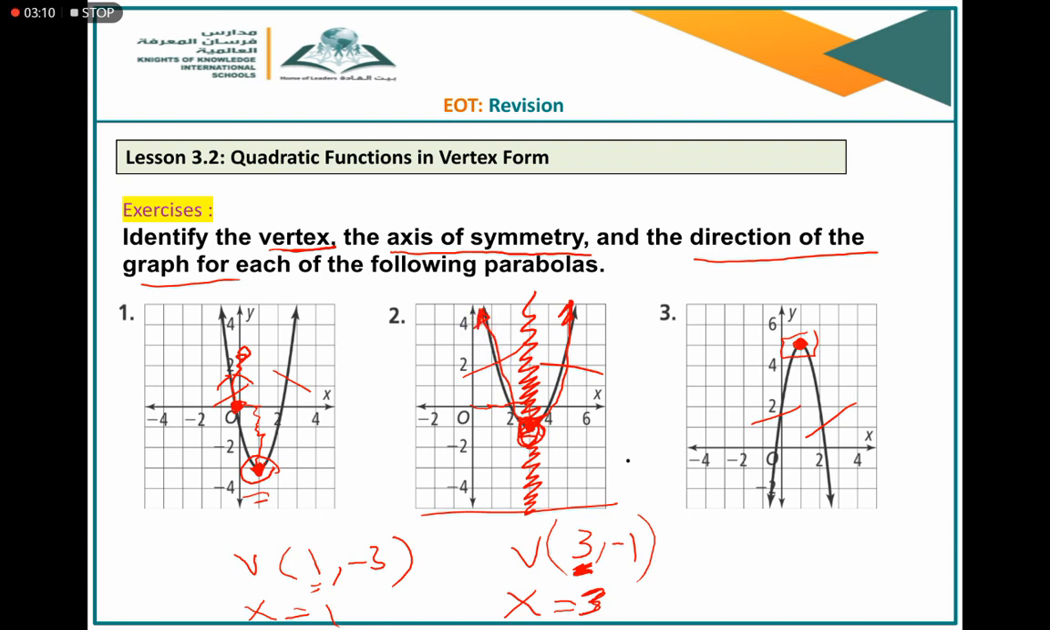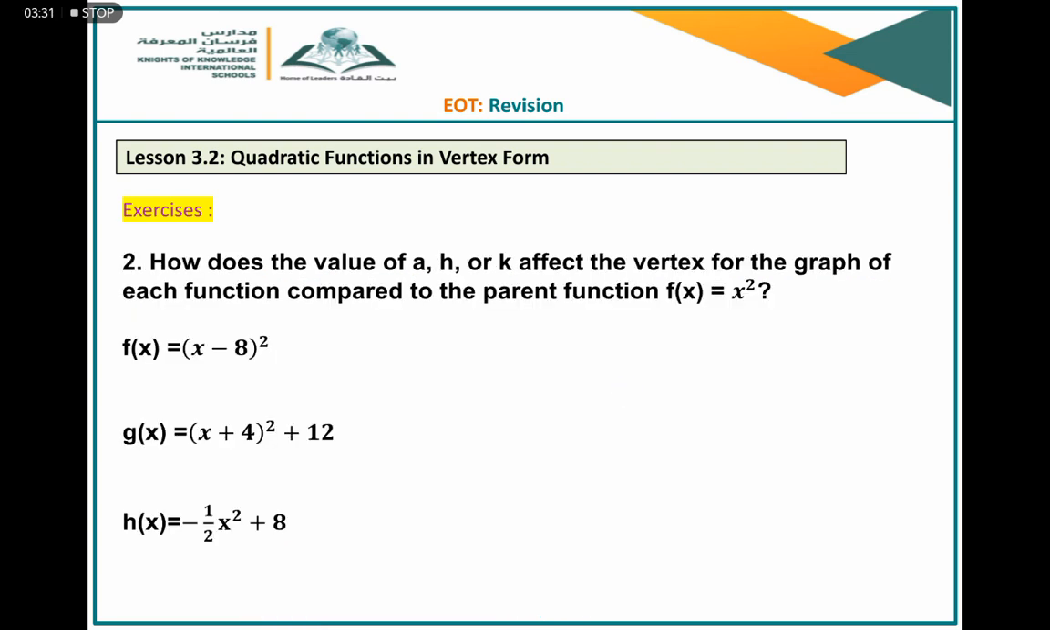Okay, now what about this point? How many steps do you need to the right or to the left? Actually, you need to move to the right to reach it. So 1 step to the right. So I write the vertex: it is 1 step to the right, and how many steps up? 1, 2, 3 and 4. And we are done, my dear students. Let's move to the next.